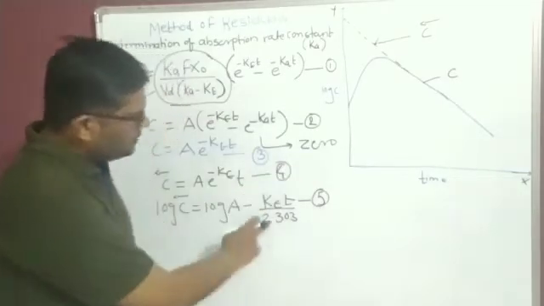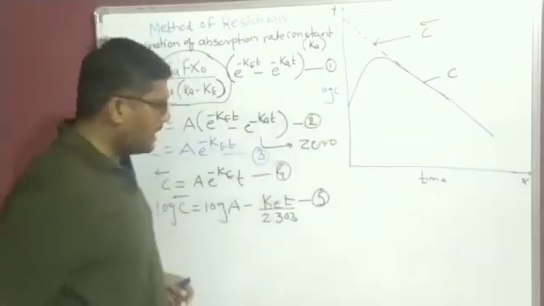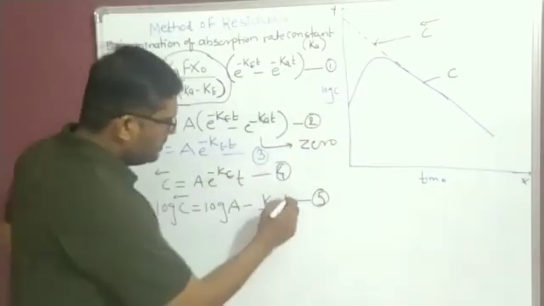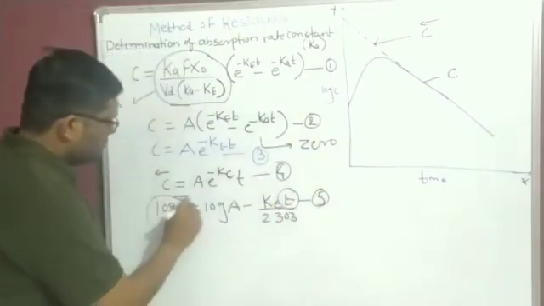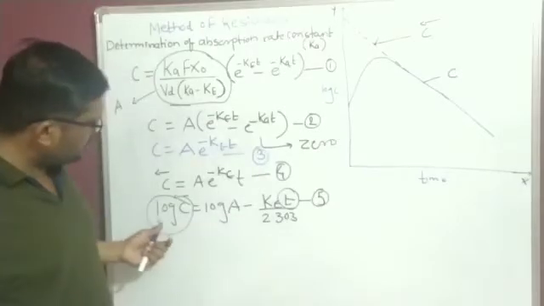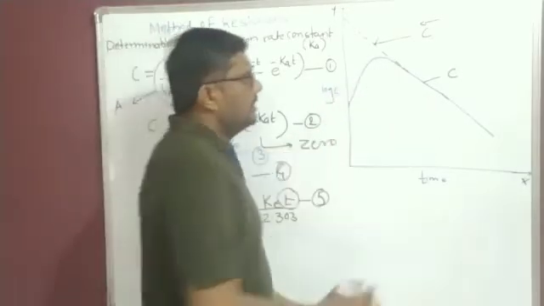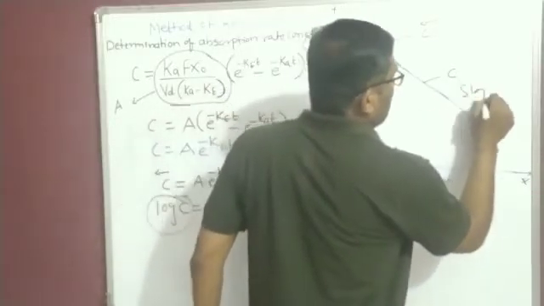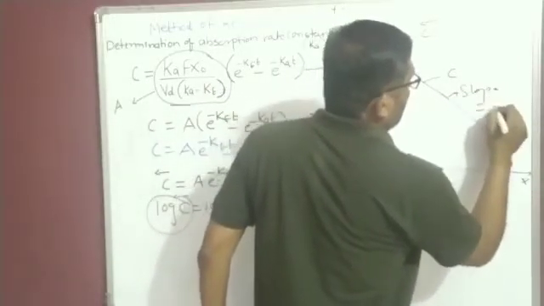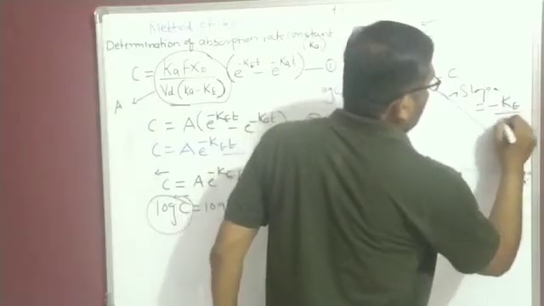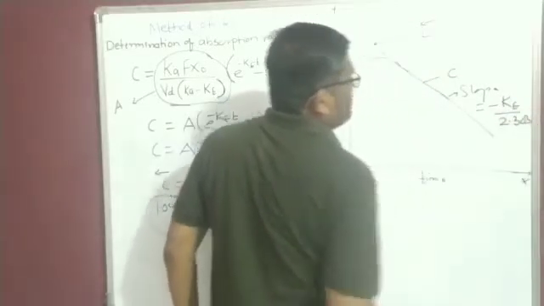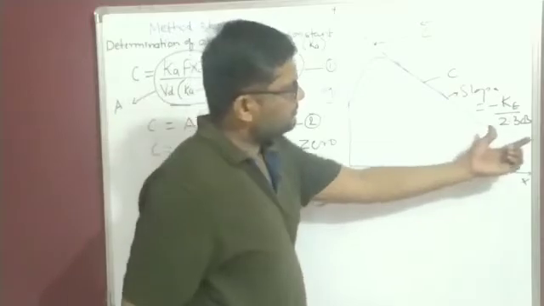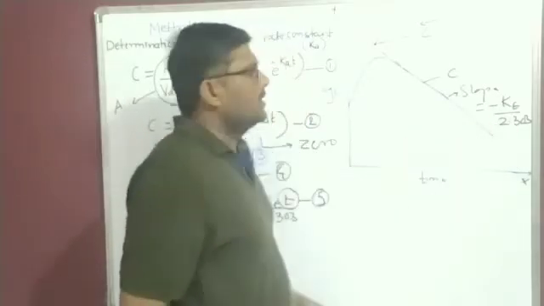Now we plot this graph, log C versus time. From the terminal slope of log C versus time, we get the slope, which is equal to -K / 2.303. From this slope we get the elimination rate constant.